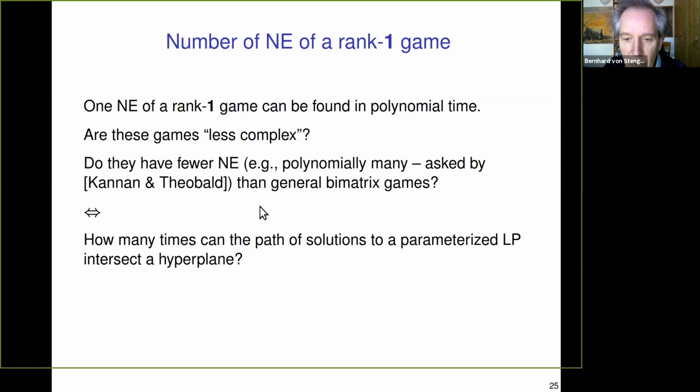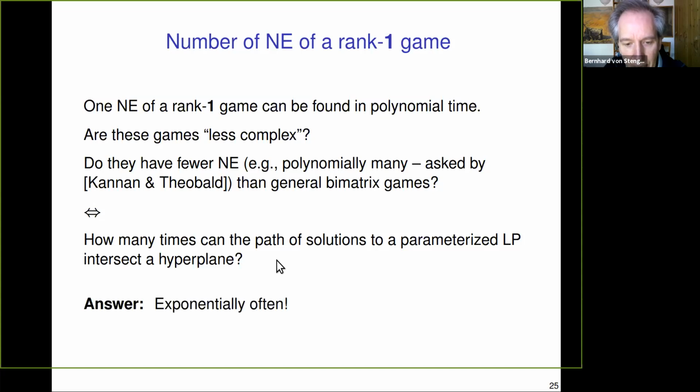And this turns out to be equivalent to the question, as you've seen: how many times can the path of solutions to a parameterized linear program intersect a hyperplane? Now, this question has been answered for a while. It turns out this can be exponential.